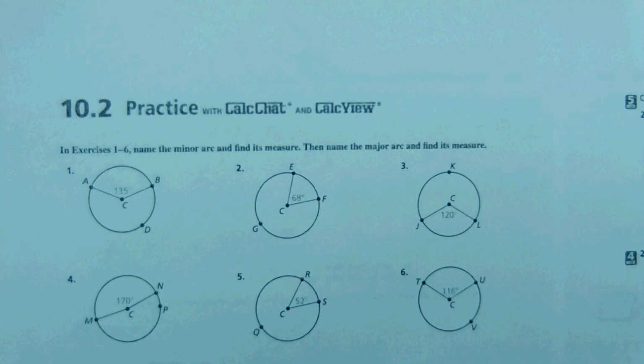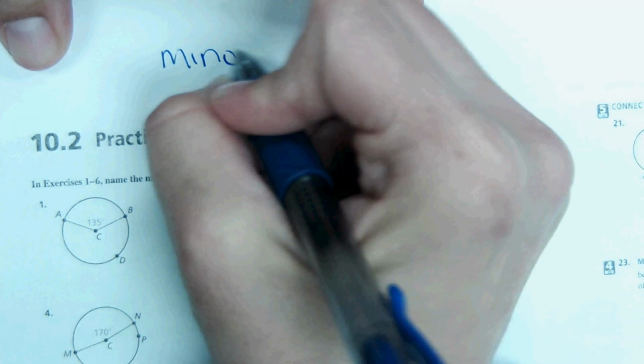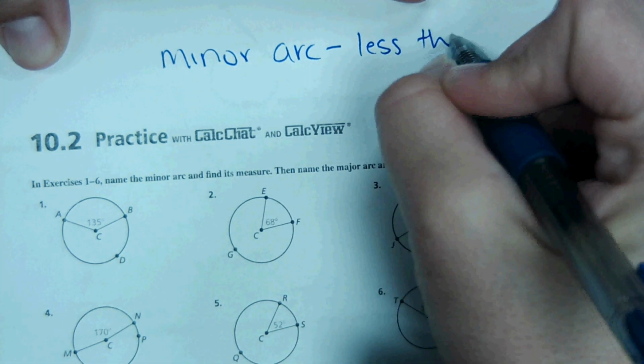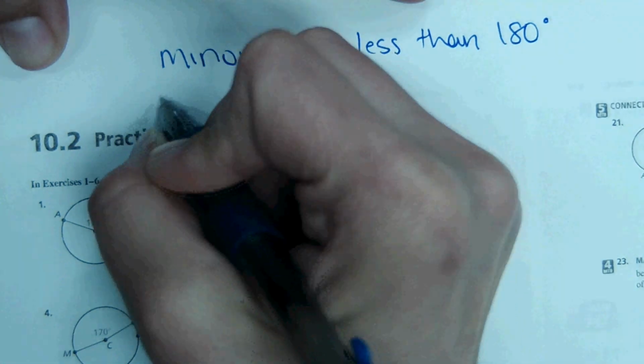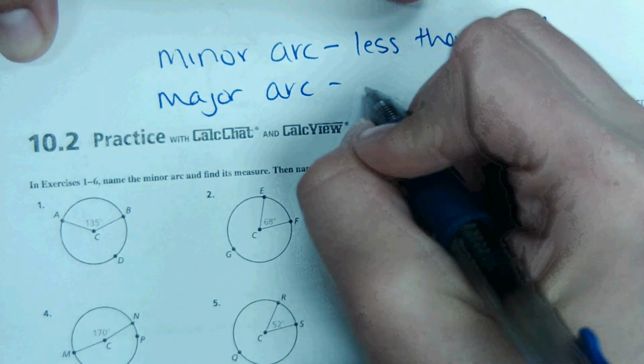Okay, so I mentioned that this lesson's pretty easy. Just let it be easy. Make sure you don't mess up the easy stuff. It says name the minor arc and find its measure, then name the major arc and find its measure. A minor arc is less than 180 degrees, and a major arc is more than 180 degrees.